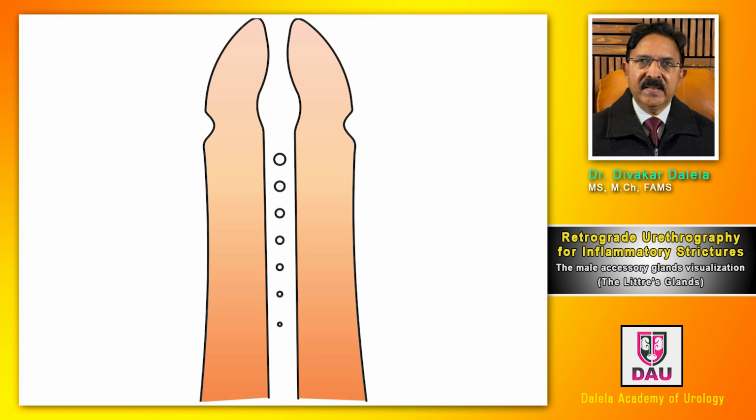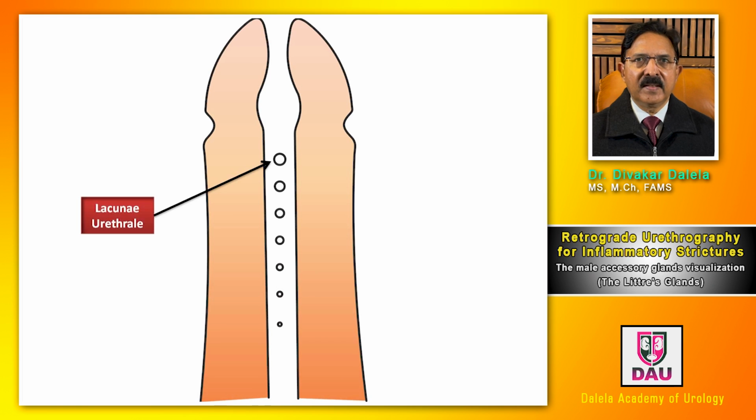Actually, if you see this anatomy, this is the anatomy of the penis, and the urethra has been opened, and you are seeing the dorsal wall of the urethra. In the midline of the dorsal wall of the urethra, you see these round holes, some openings. Now, these openings usually exist in the midline, and they are known as lacunae urethrales. They are also known as lacunae of Morgagni, right? And these lacunae urethrales or lacunae of Morgagni are present on the dorsal side of the urethral wall.